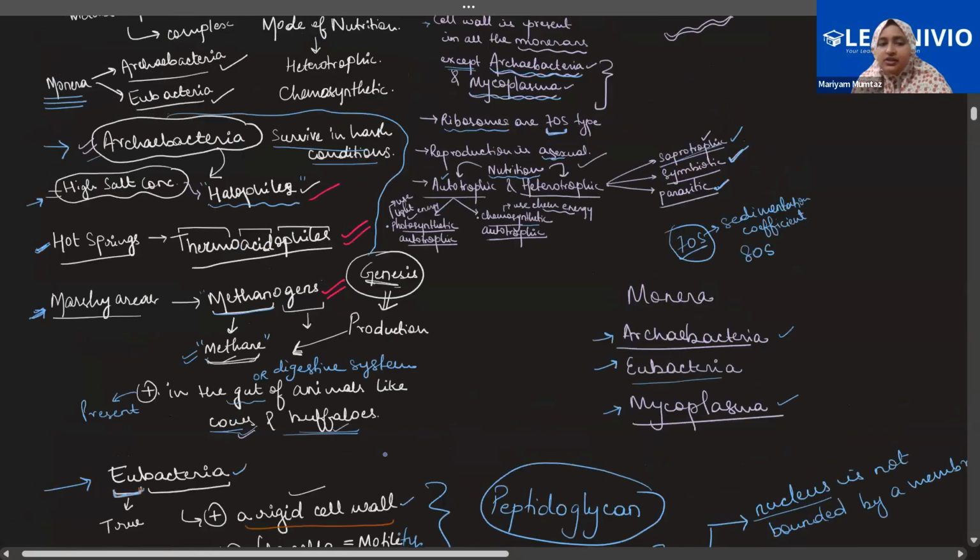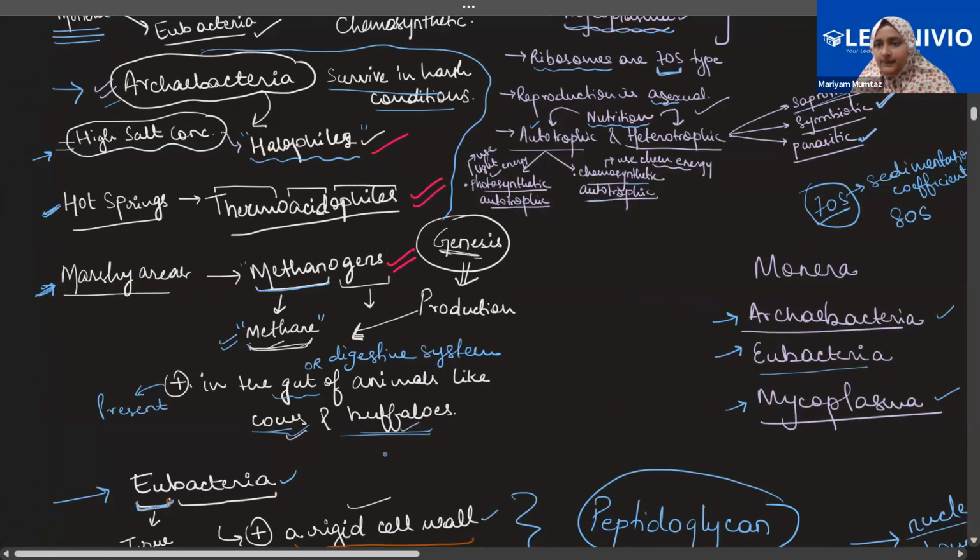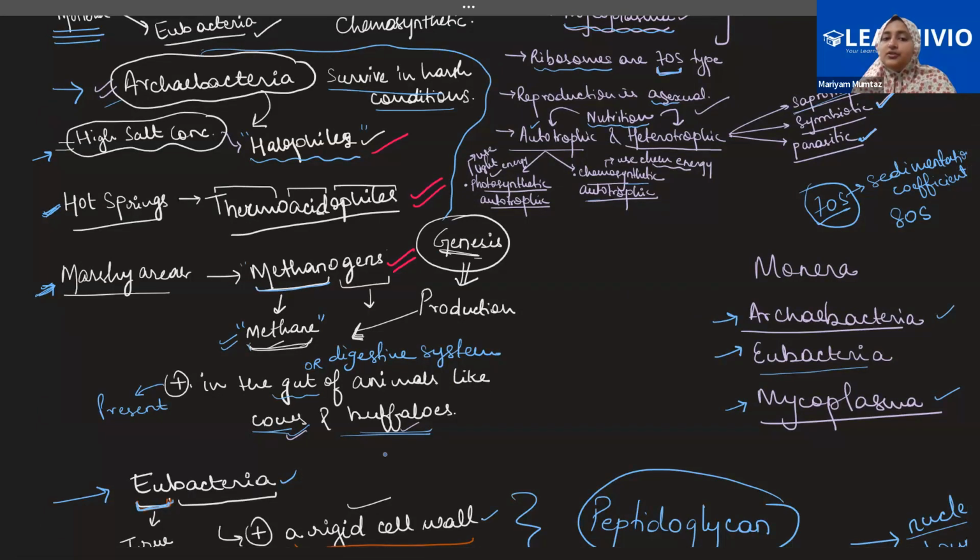See, methanogens are a type of archaebacteria. They live in the marshy areas. What is so special about them? The thing that is special about them is that they can produce methane gas. Methane is a combustible gas, right? If you put a fire to this gas, it will burn. So they can produce this methane gas. And this exact same bacteria, that is methanogen, is present in the gut or the digestive system of cows and buffaloes.